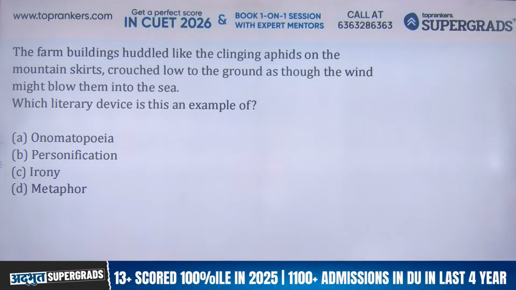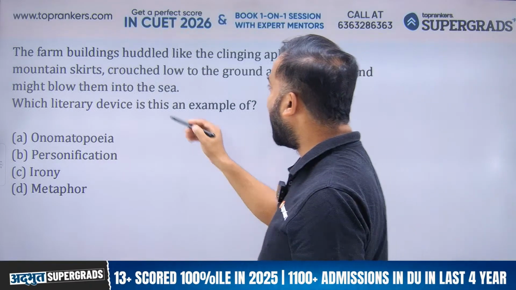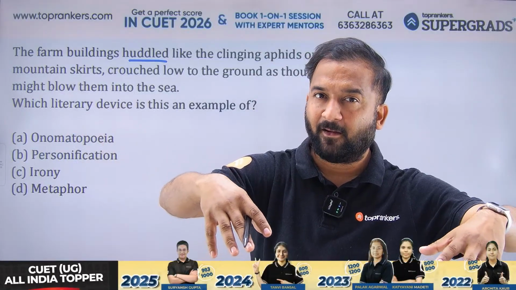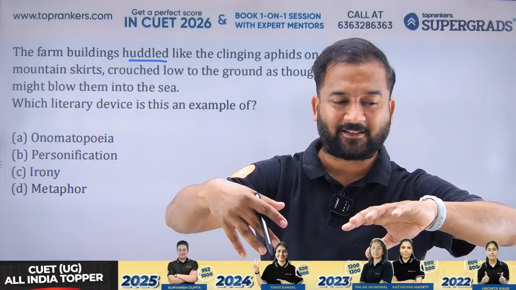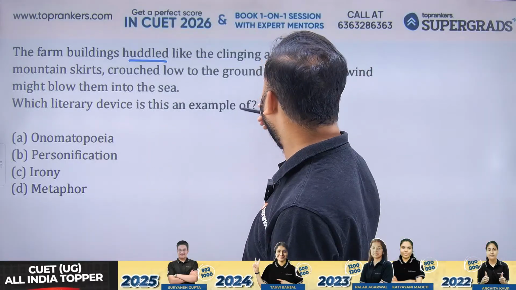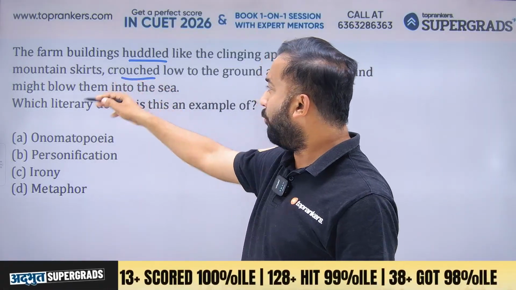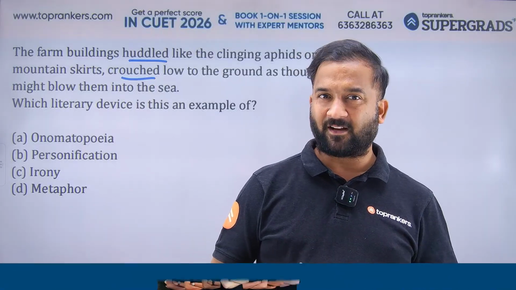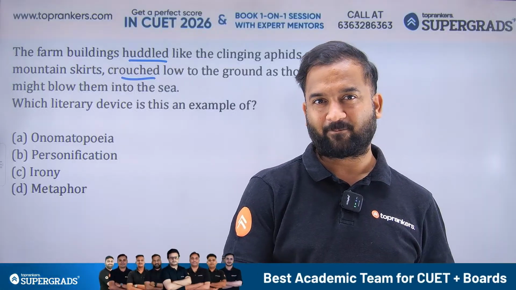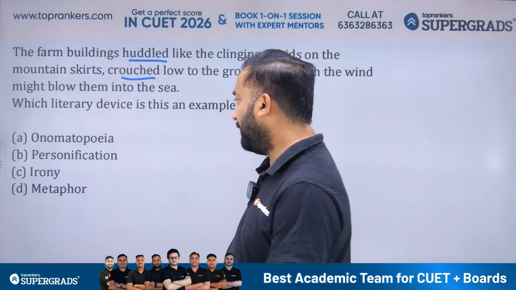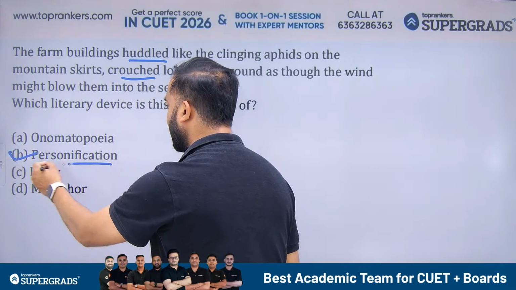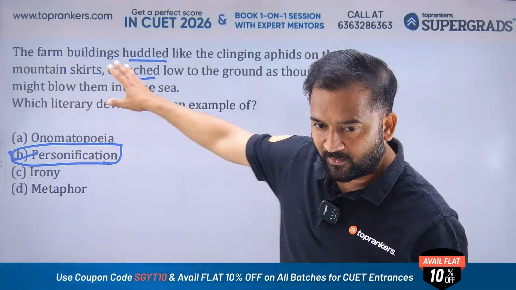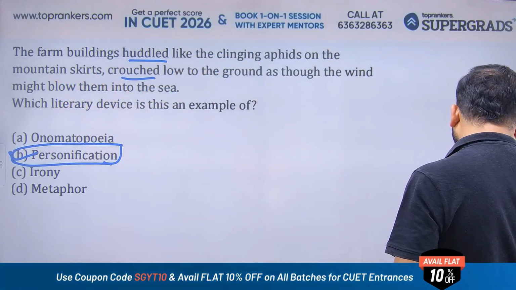Next question. The farm buildings huddled. Now huddle is something that human beings make. Farm buildings को हम huddle में कैसे डाल सकते हैं? So this is personification. There are other examples. Crouched low. Mountains crouch low. Now crouching is again something जो हम humans करते हैं. हम mountains को crouch करा रहे हैं. That means we are using personification in this piece of writing. So that should be the correct answer to this question, students.